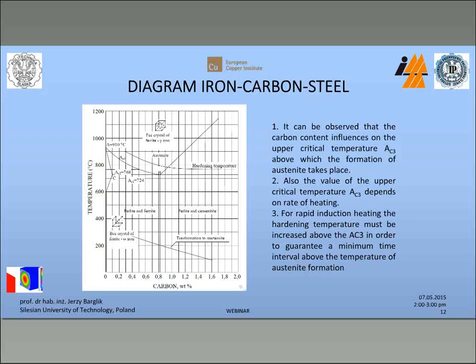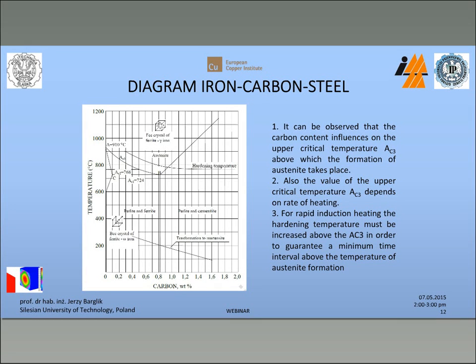It is not a good quality picture, but I hope that you see the line AC3, which changes with carbon content, and the hardening temperature is slightly higher. Of course, it is not seen in this picture. The value of the upper critical temperature depends on the rate of heating.